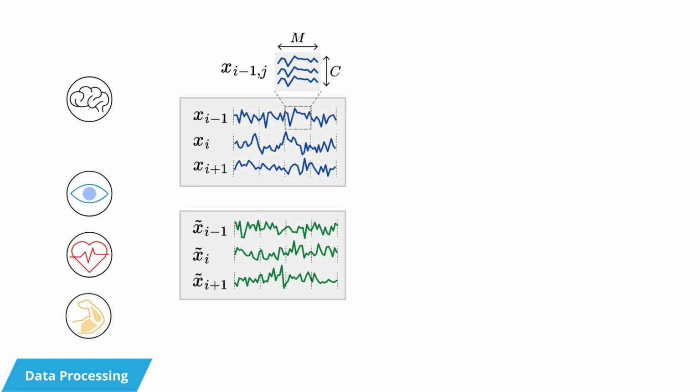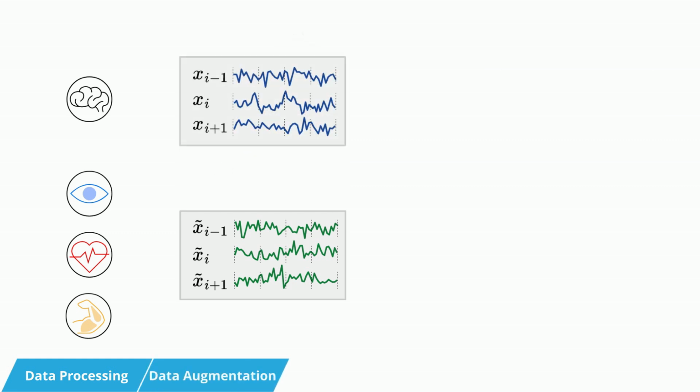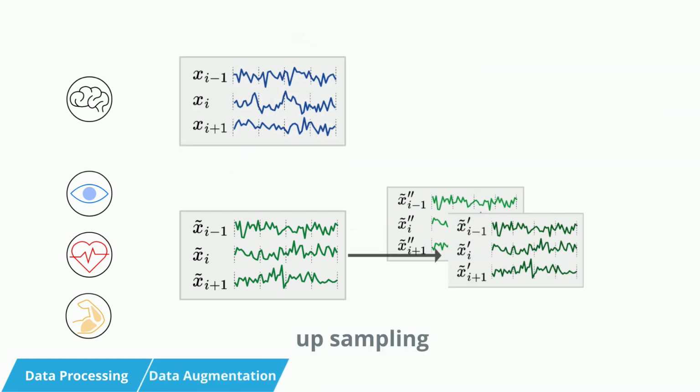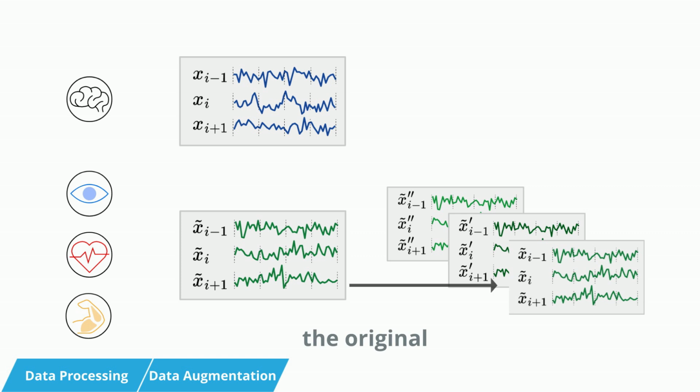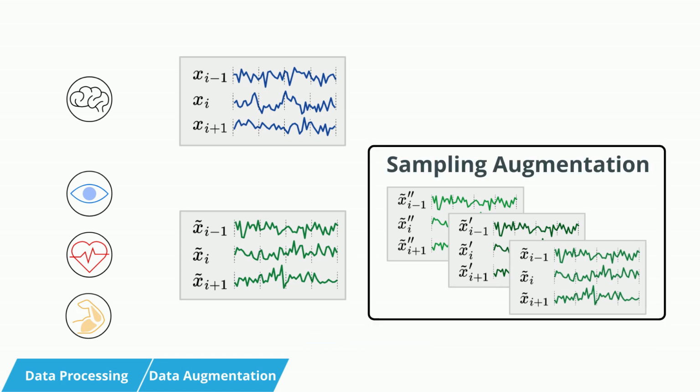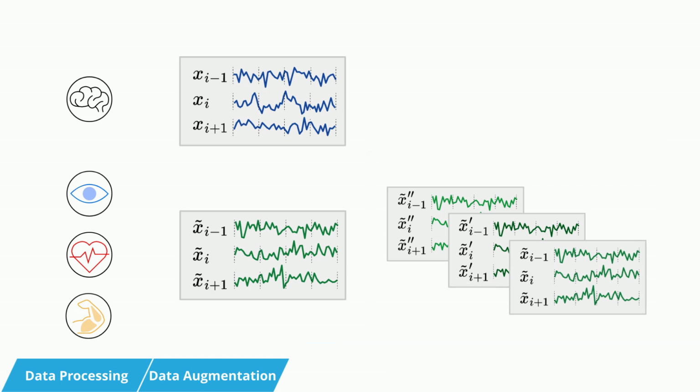Next, to enhance the model robustness against changes in the sampling rate, we downsample and upsample EXG signals respectively. The augmented data will participate in subsequent training alongside the original data. This is called sampling augmentation in our method.